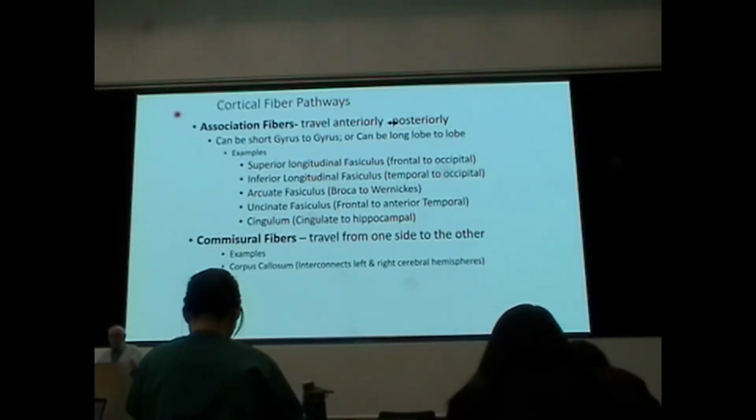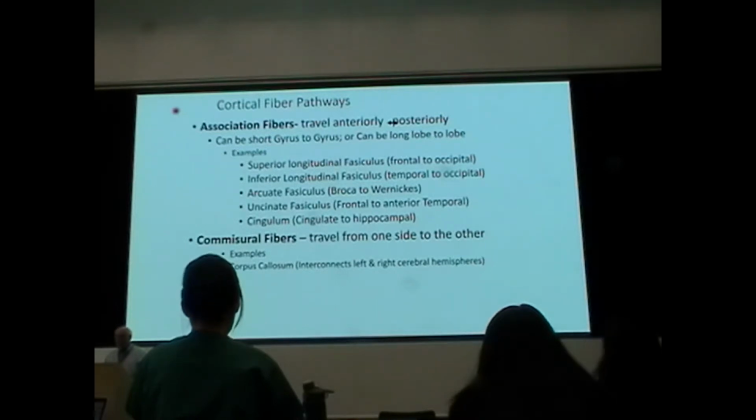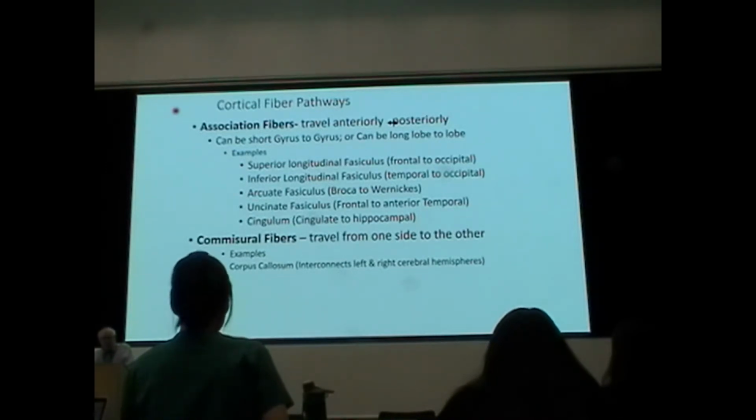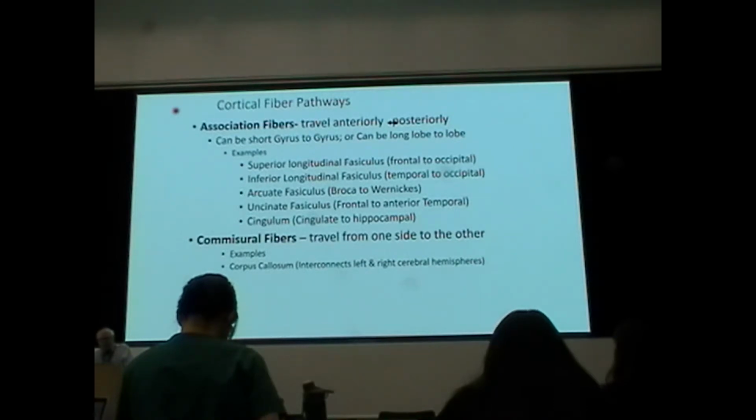Okay, so association fibers travel anteriorly or posteriorly, basically back and forth. They can be very short and go from one gyrus to another, or they can be very long and go from one lobe to another. So, and we'll see this in a minute, superior longitudinal fasciculus from the frontal lobe to the occipital lobe.